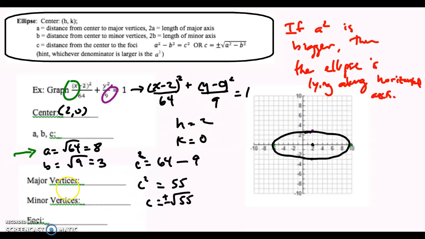The major vertices, this time since our ellipse is lying along the x-axis, are going to be at 10, 0 and negative 6, 0. And I'm sorry it's a little crammed here. The minor vertices are going to be these purple values here, and those purple values were 2, 3, and also 2, negative 3.